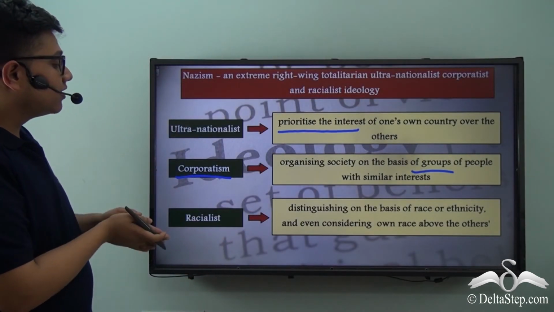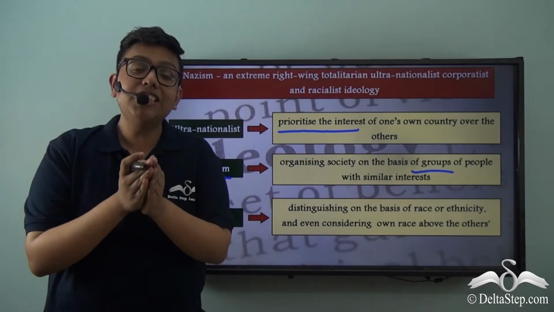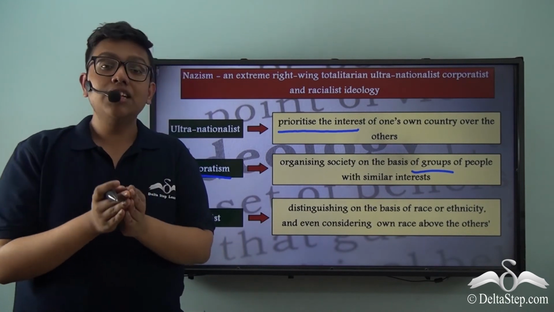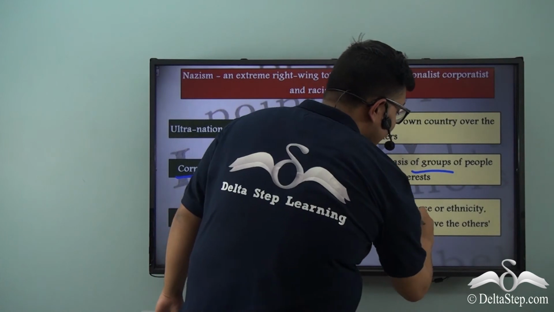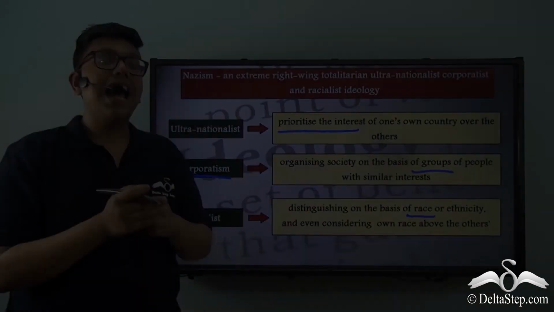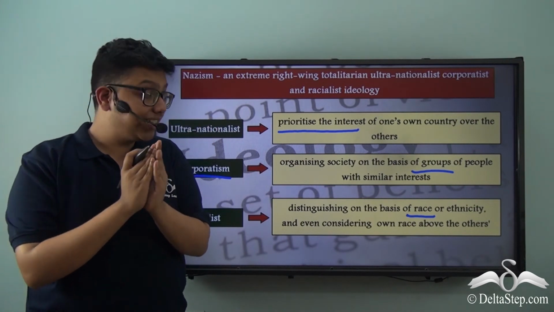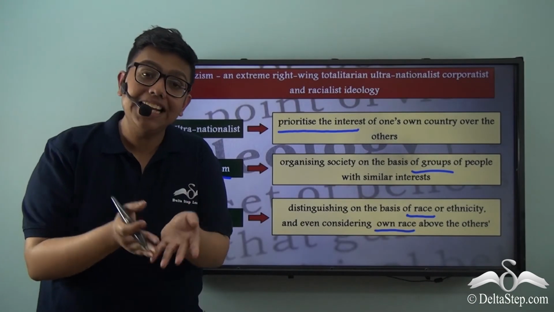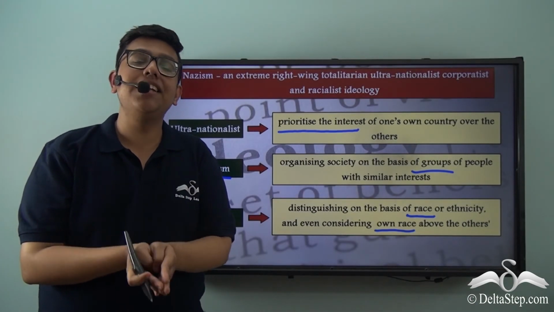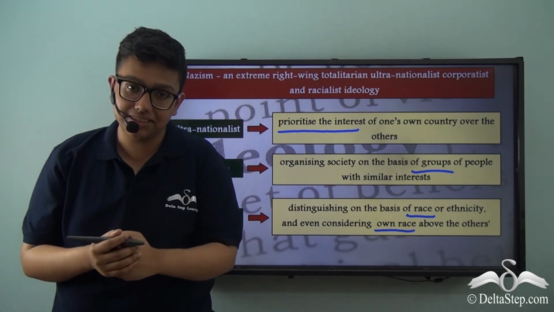Finally, Nazism is a racialist or a hyper-racialist ideology. Now, this particular ideology refers to the act of distinguishing on the basis of race or ethnicity. And this particular differentiation can even lead to one considering their own race above the others or feeling that their race is superior to the other, as we saw in the case of Nazism and the master race.